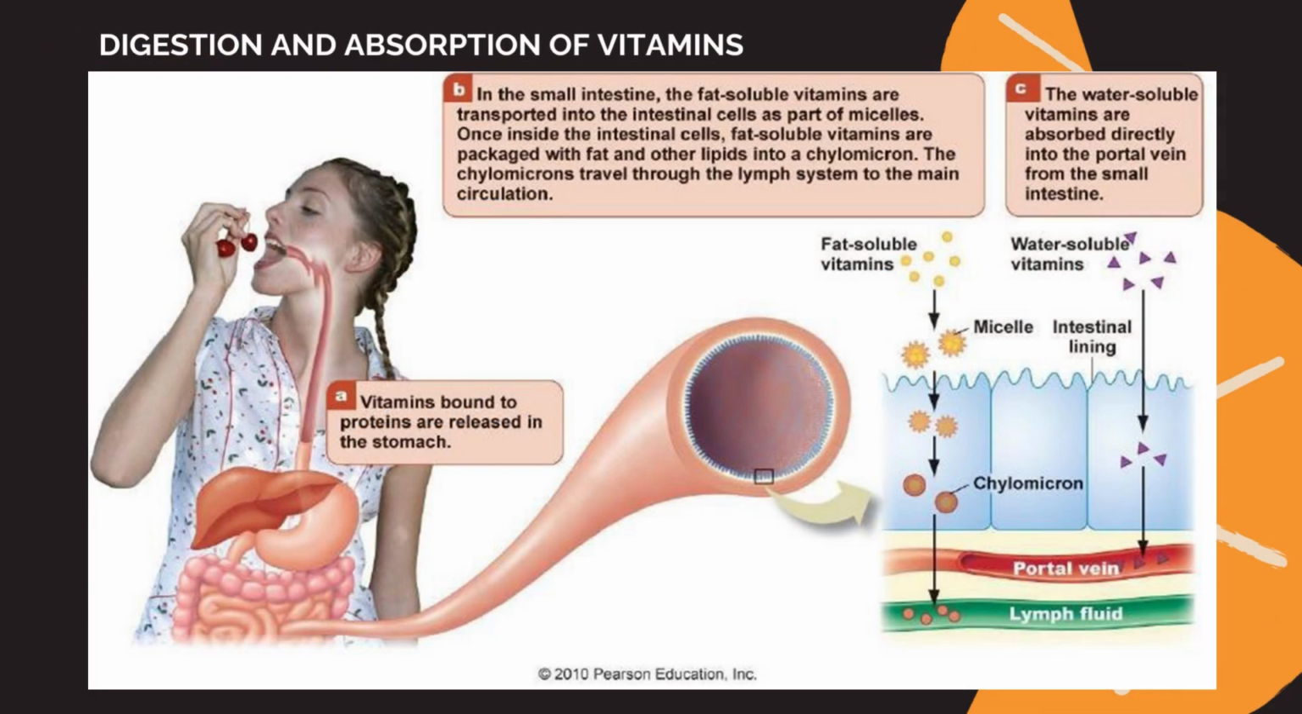This diagram shows the digestion and absorption of vitamins. In A, vitamins are initially released in the stomach upon eating of food containing the vitamins. In the small intestine, the fat-soluble vitamins are transported into the intestinal cells as part of micelles. Once inside the intestinal cells, fat-soluble vitamins are packaged with fat and other lipids into chylomicrons that travel through the lymph system to the main circulation. For water-soluble vitamins, they are absorbed directly into the portal vein from the small intestine.